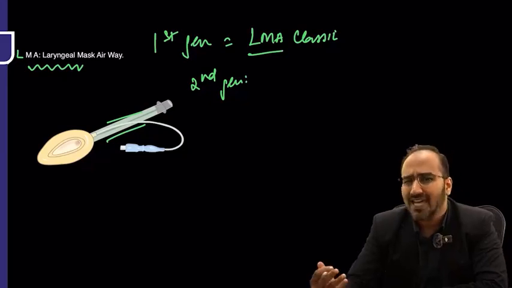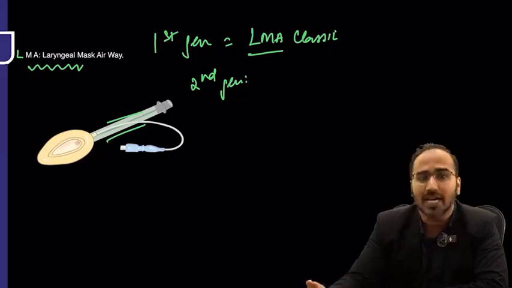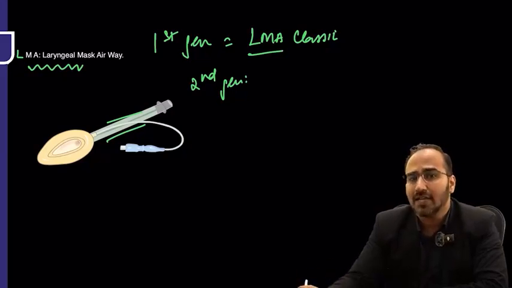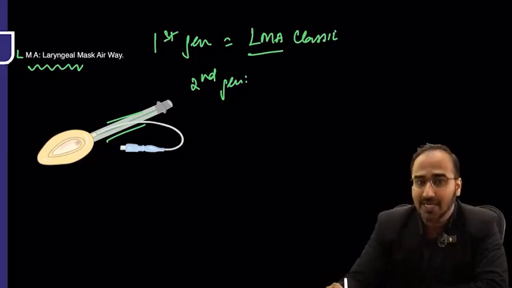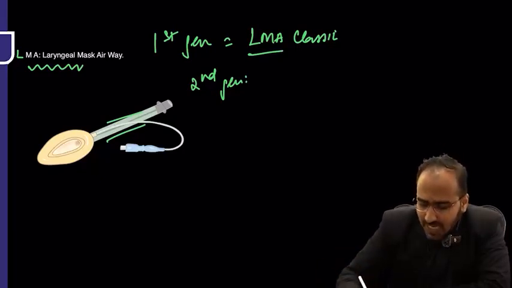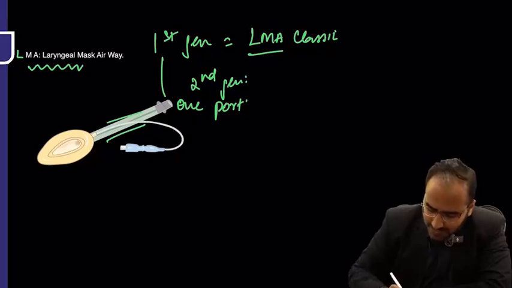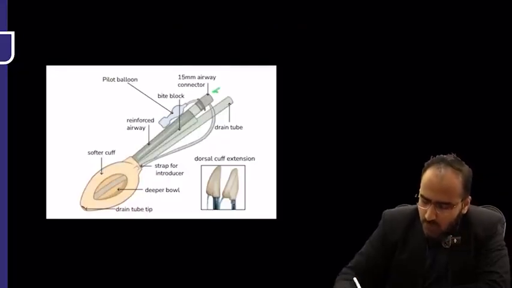In second generation, we are having LMA ProSeal, Fast Track, a Supreme LMA, and other things. But remember, guys, what is the difference between first and second? First generation LMA was having only one port. Okay? Second generation LMAs have two ports.